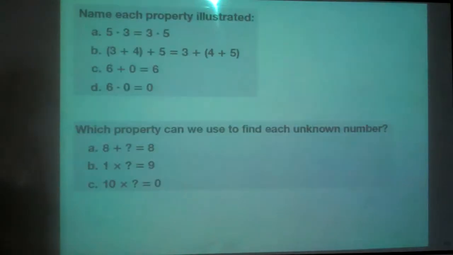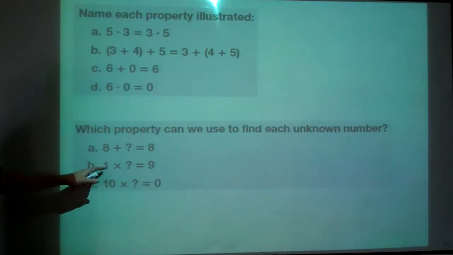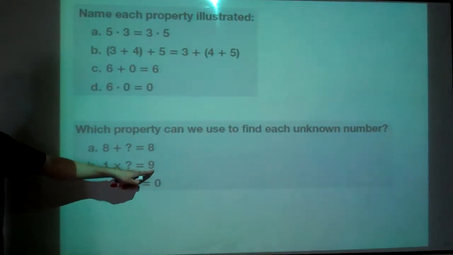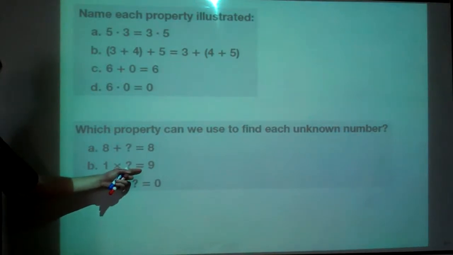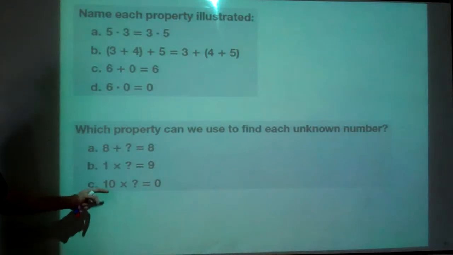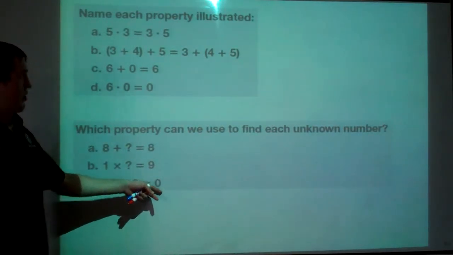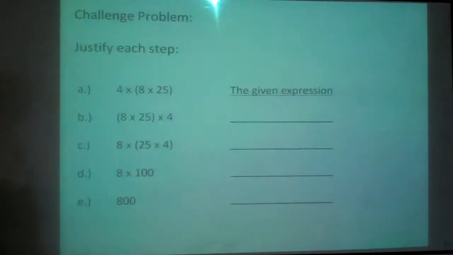And we won't cover those. Well, let's at least take a look at 1 times 9 would have to get us to 9, right? So this would be our multiplicative identity. 8 plus 0 would be 8, so this has to be our additive identity. 10 times 0 equals 0. So that, once again, is our zero property of multiplication.